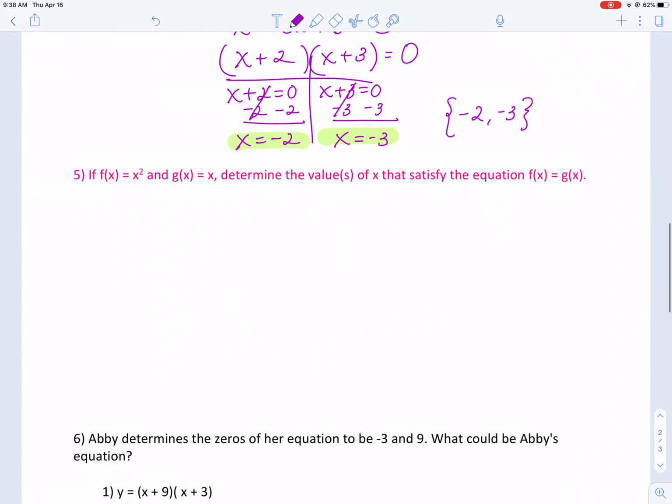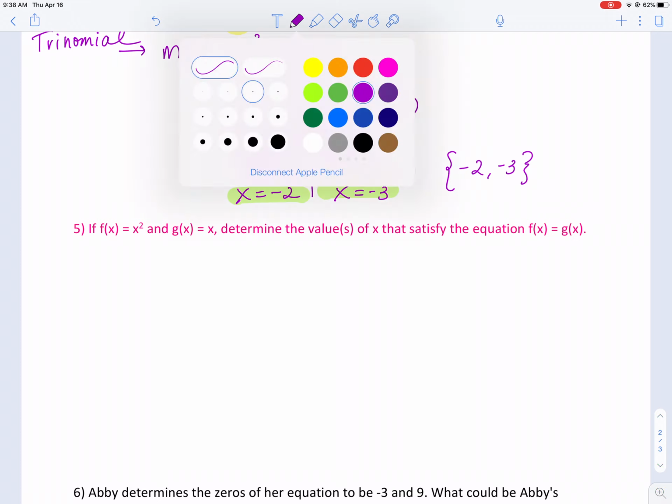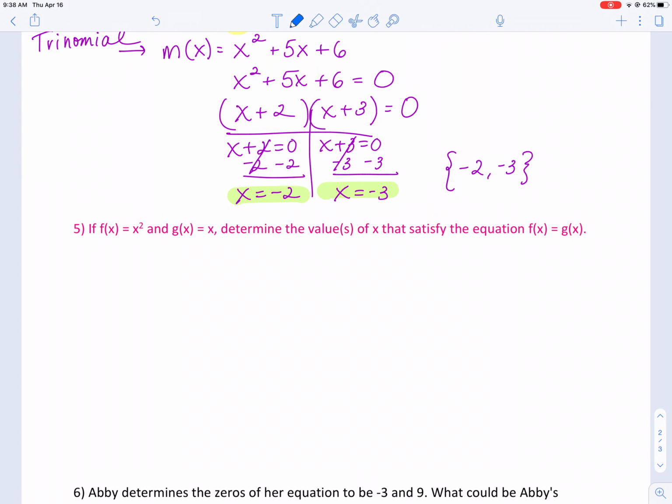Okay, here we go. We're getting down to the last couple. This one's tough. It says if f of x is x squared and g of x is x, determine only the values of x. Okay, so they only want the x values. And this is what it means, only x values, when f of x equals g of x. Well, what's f of x? X squared. What's g of x? X. When one equals the other, just set them equal to each other.